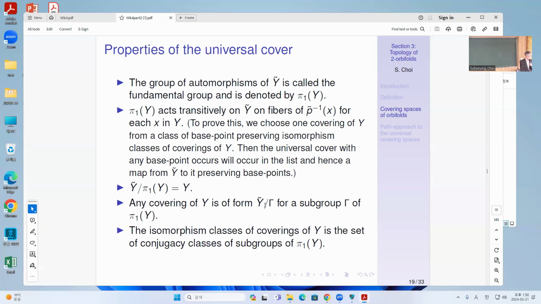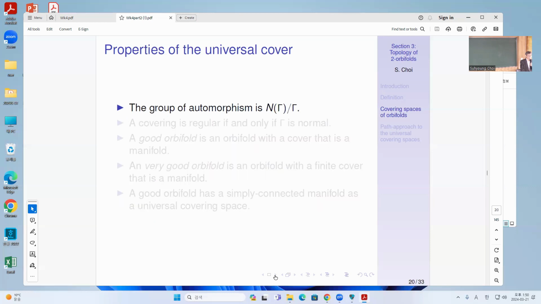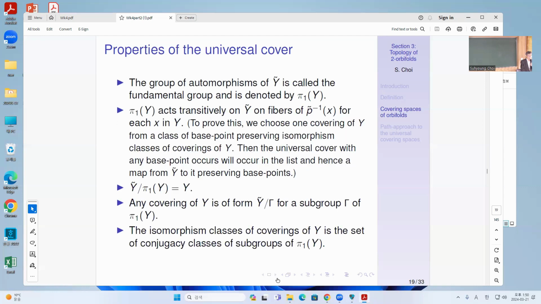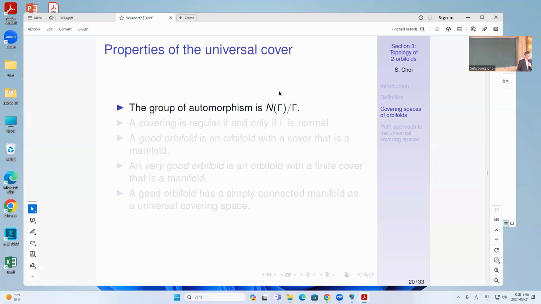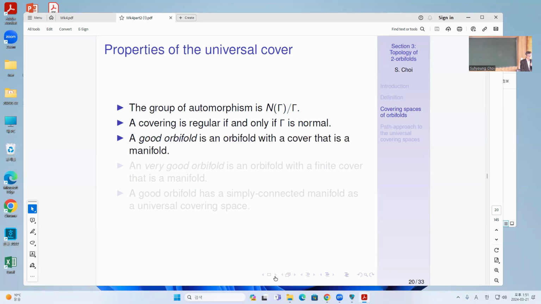Again, that's very similar to the manifold case. So the isomorphism classes of coverings of Y is the set of conjugacy classes of the subgroups of pi_1 of Y. Okay, so that's the same proof as in the ordinary manifold case. So the group of automorphisms of a covering like this one is again similar: N(Gamma)/Gamma, where N is the normalizer of Gamma. So the covering is regular if and only if Gamma is normal.